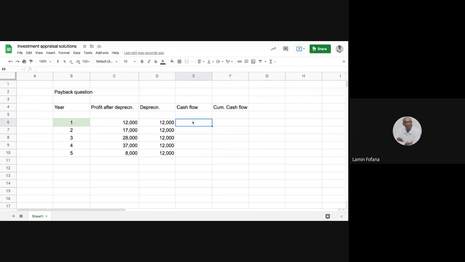So what's the cash flow? We add the two, isn't it? We say equals this plus that. Okay. So we just keep that. And cumulative cash flow, what formula do we put for the cumulative cash flow?